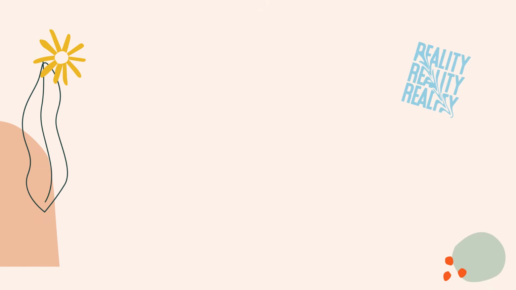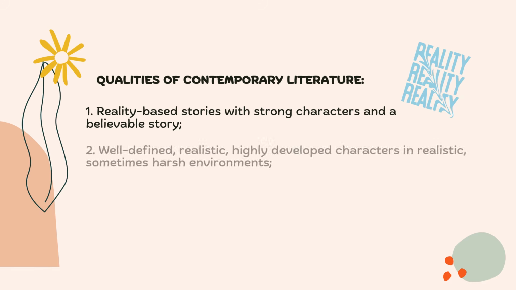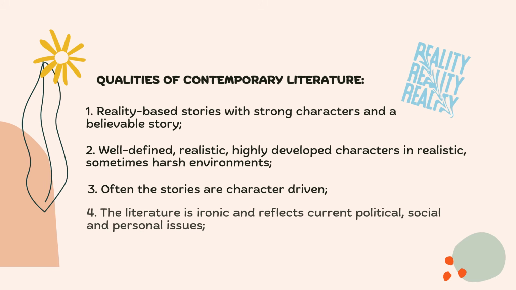So contemporary literature began in the 1940s or so, and here are just a few of its qualities. These are reality-based stories with strong characters and a believable story. They have well-defined, realistic, highly developed characters in realistic, sometimes harsh environments, and often the stories are character-driven. And the literature is ironic and reflects current political, social, and personal issues.